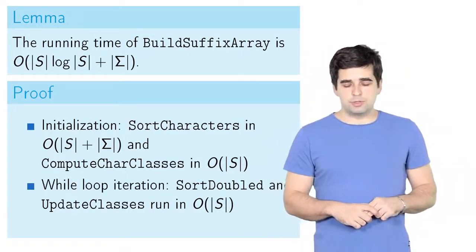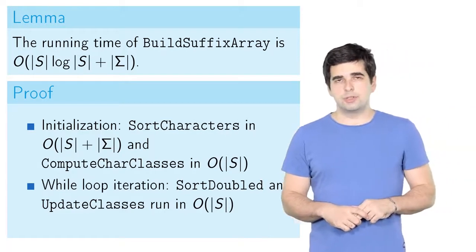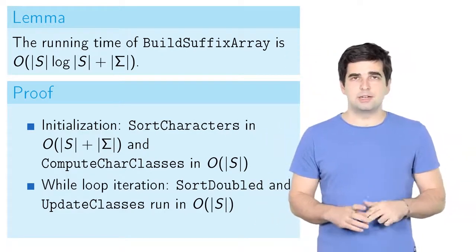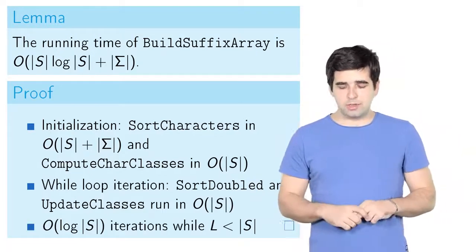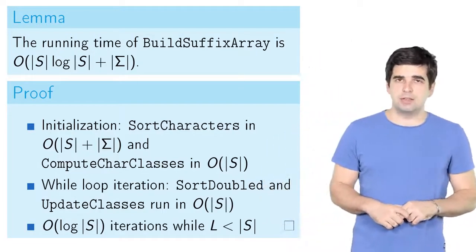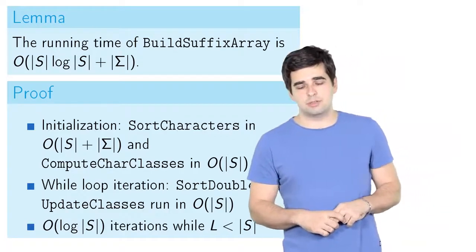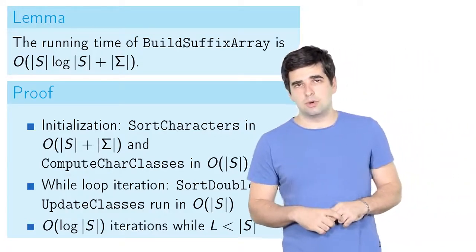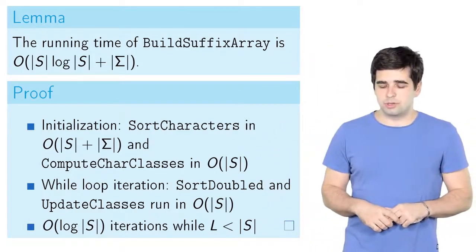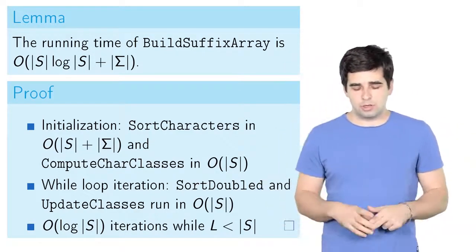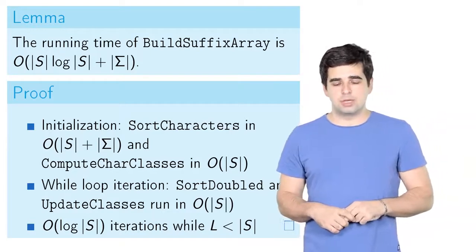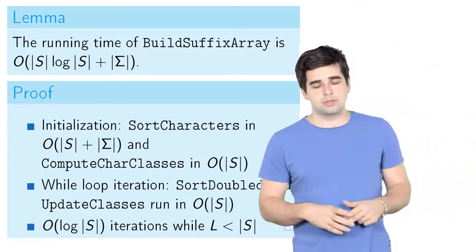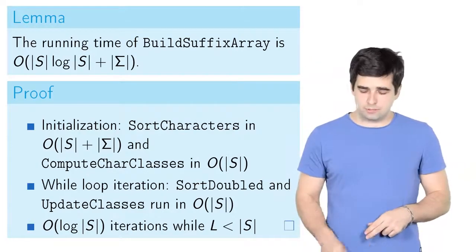In each while loop iteration, we do both sorting of the doubled cyclic shifts and update their classes in linear time. And we have only logarithmic number of iterations because L is doubled every iteration, and as soon as it gets at least S or more, we stop. So it's only logarithmic number of iterations. So all in all, the while loop runs for S log S, and adding to that the initialization cost, we get S log S plus size of the alphabet.